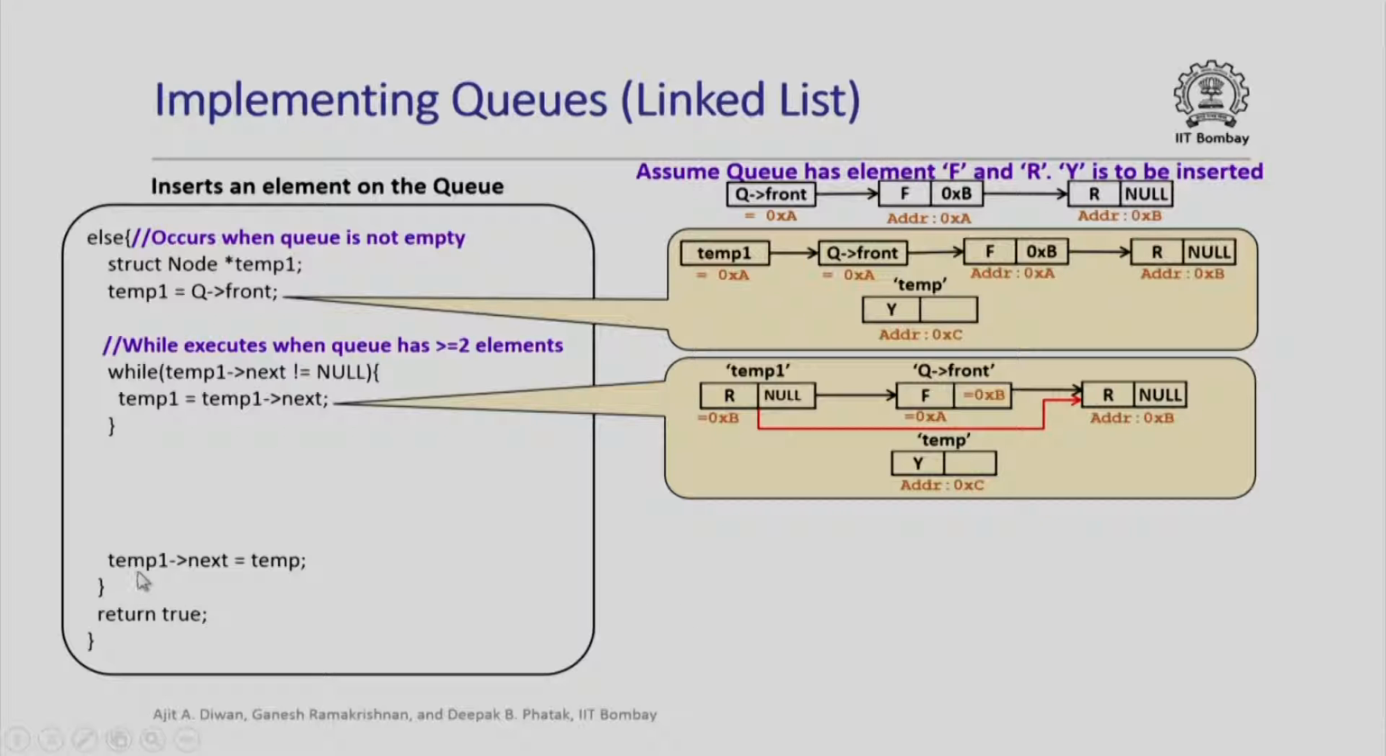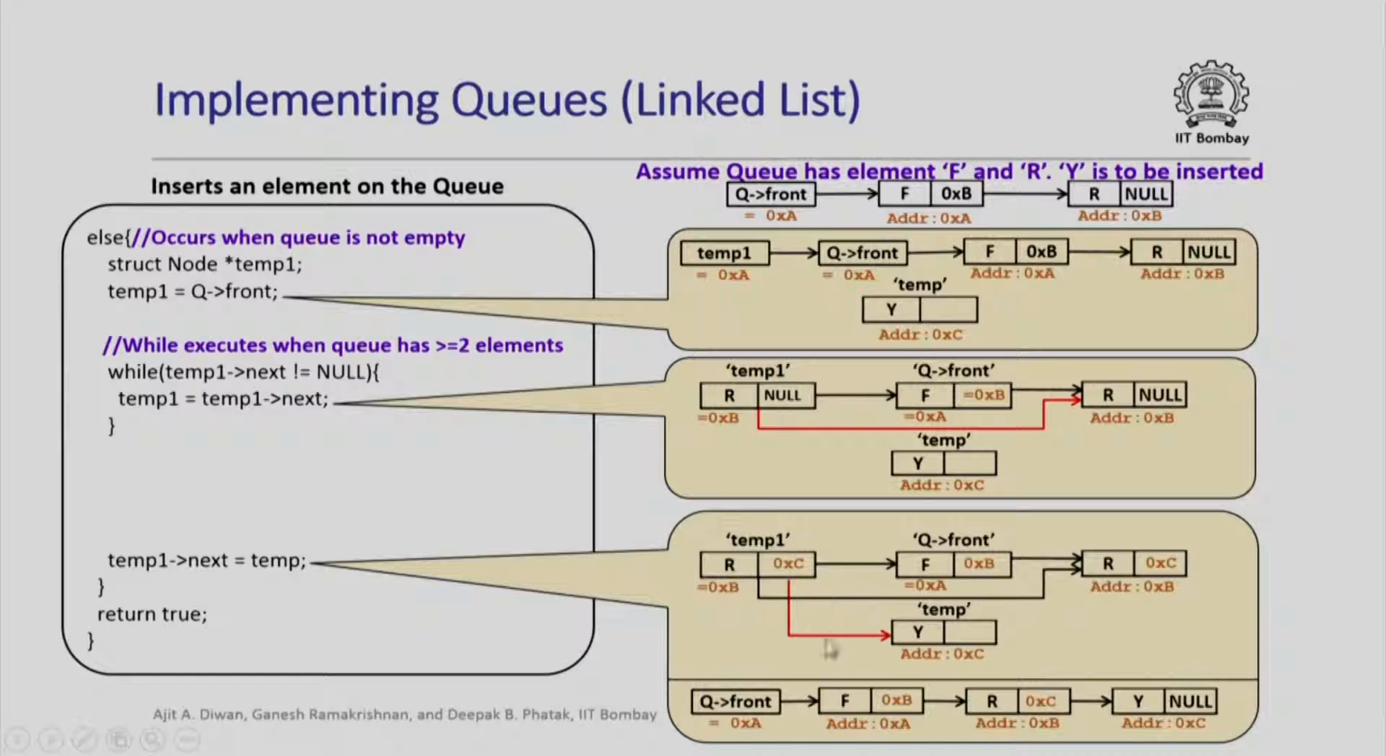All that I do is I set temp1 next to temp and return true. That means this temp now, which was y, will get added in this fashion. Queue front will point to f, f will point to r, r will now point to y and y will point to nothing. This is how my entire queue is created. So very simple and straightforward. Just note one fundamental difference. In case of an array, we kept pushing elements to make place at the end of the queue. In case of a linked list, we merely traverse the linked list to go to the last element and attach the new node to the last element.